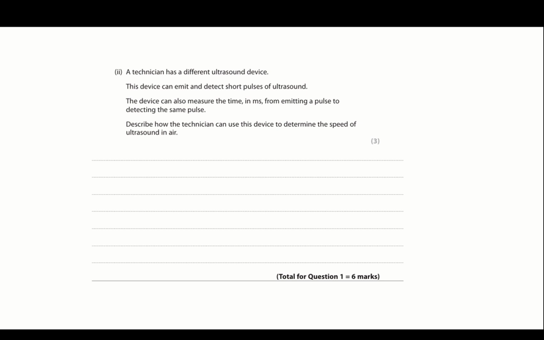So that's that done. Next one, a technician has a different ultrasound device. It can emit and detect. The device can also measure the time in milliseconds. Describe how they can use this device to determine the speed.